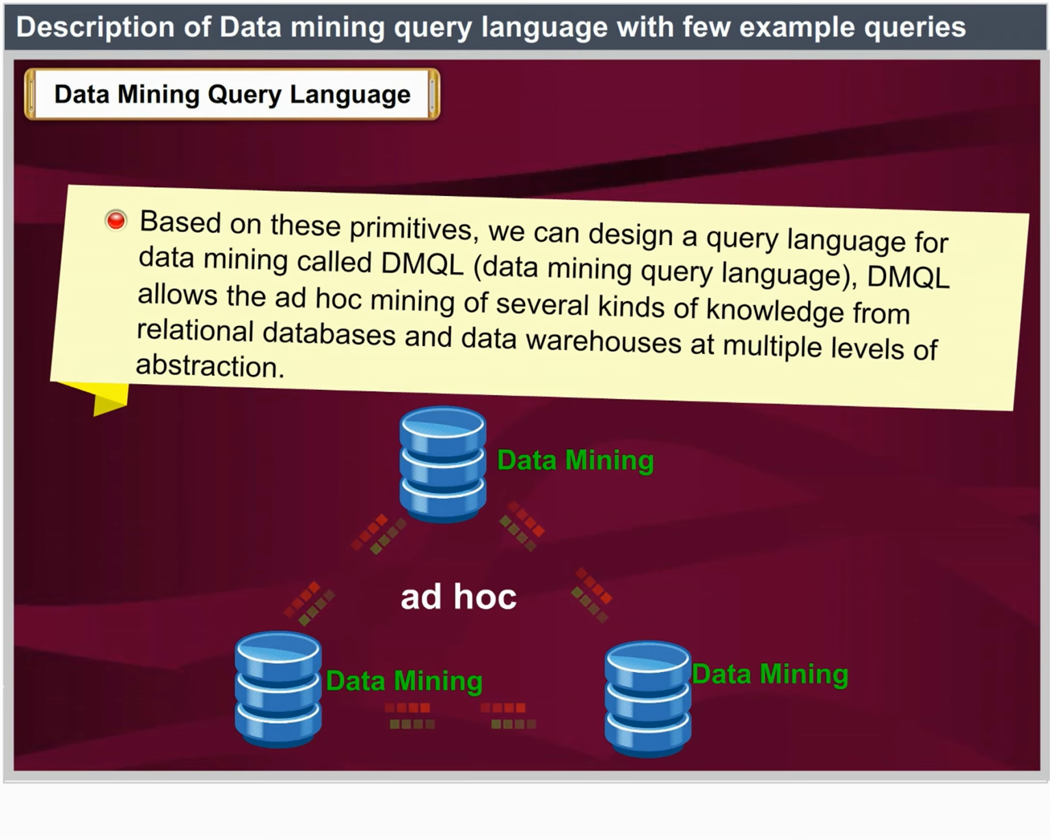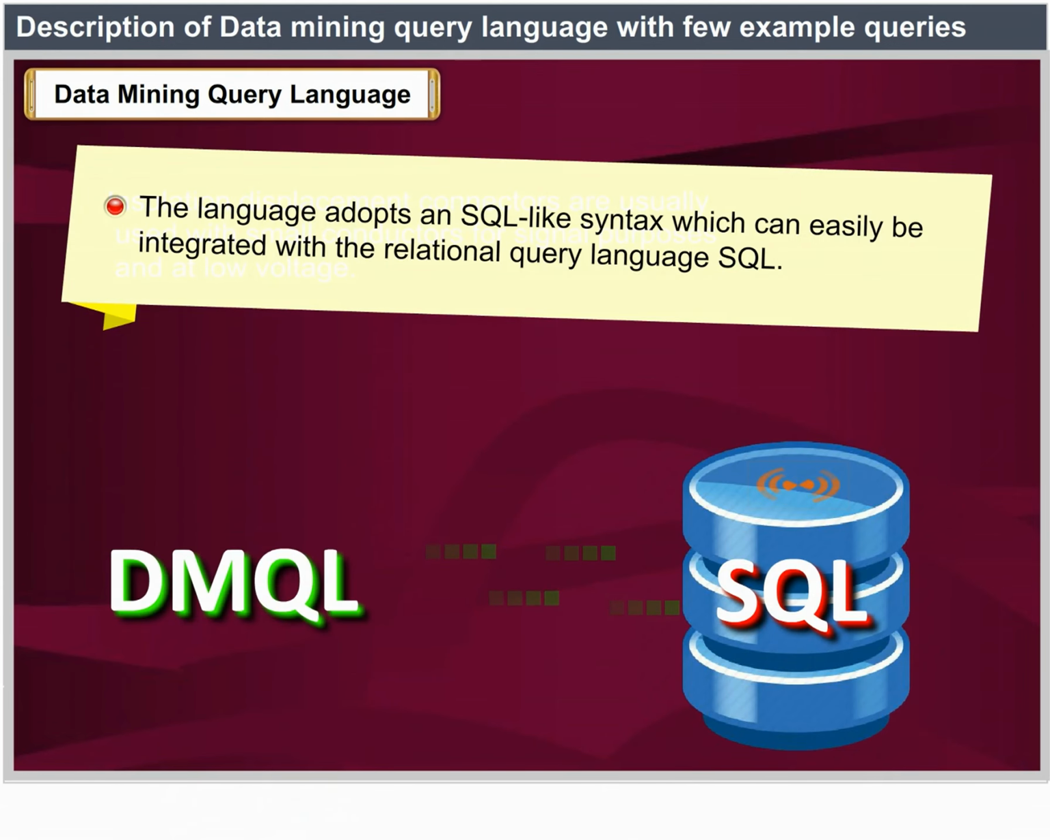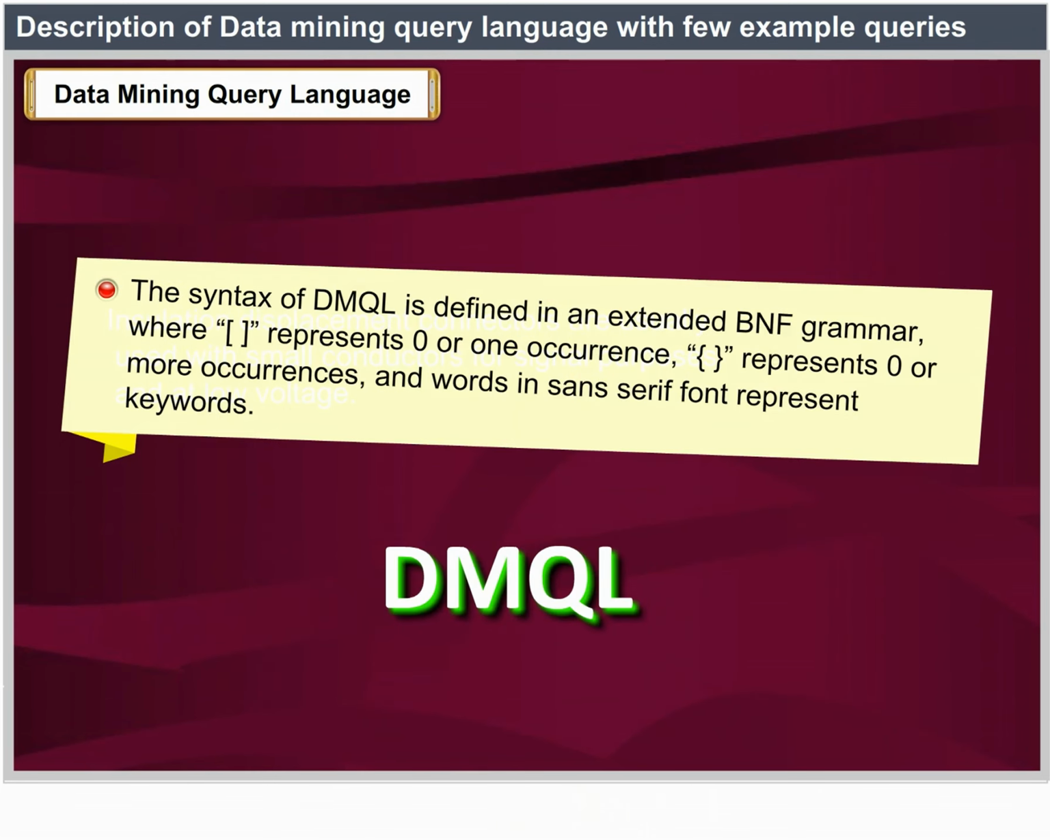The language adopts an SQL-like syntax so that it can easily be integrated with the relational query language SQL. The syntax of DMQL is defined in an extended BNF grammar where square brackets represent 0 or 1 occurrence, curly braces represent 0 or more occurrences, and words in sans serif font represent keywords.